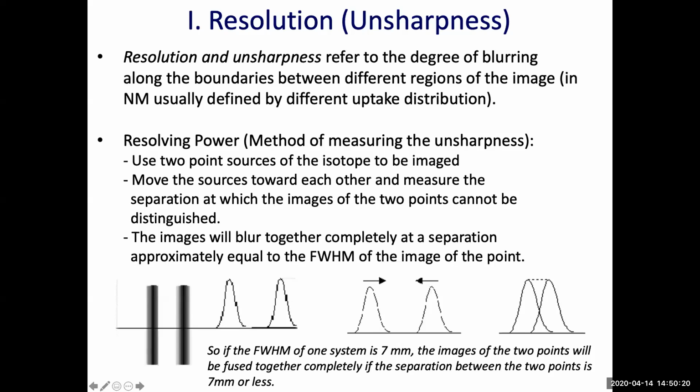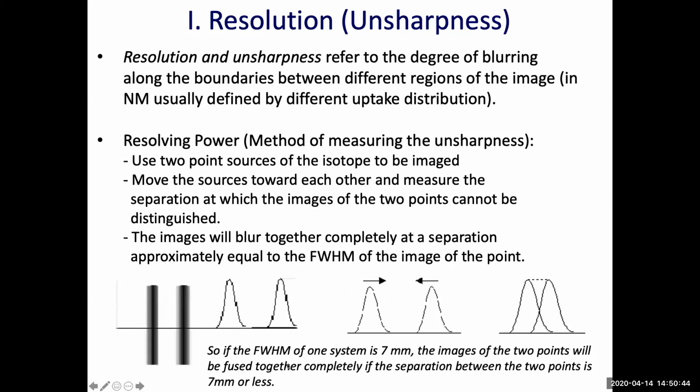If we have two small lesions, or two isotopes, we start approaching each other, just moving towards each other, until we get one image of the two sources. The images will blur together completely at a separation approximately equal to the full width half maximum of the image of the point. To understand, I give you an example here.